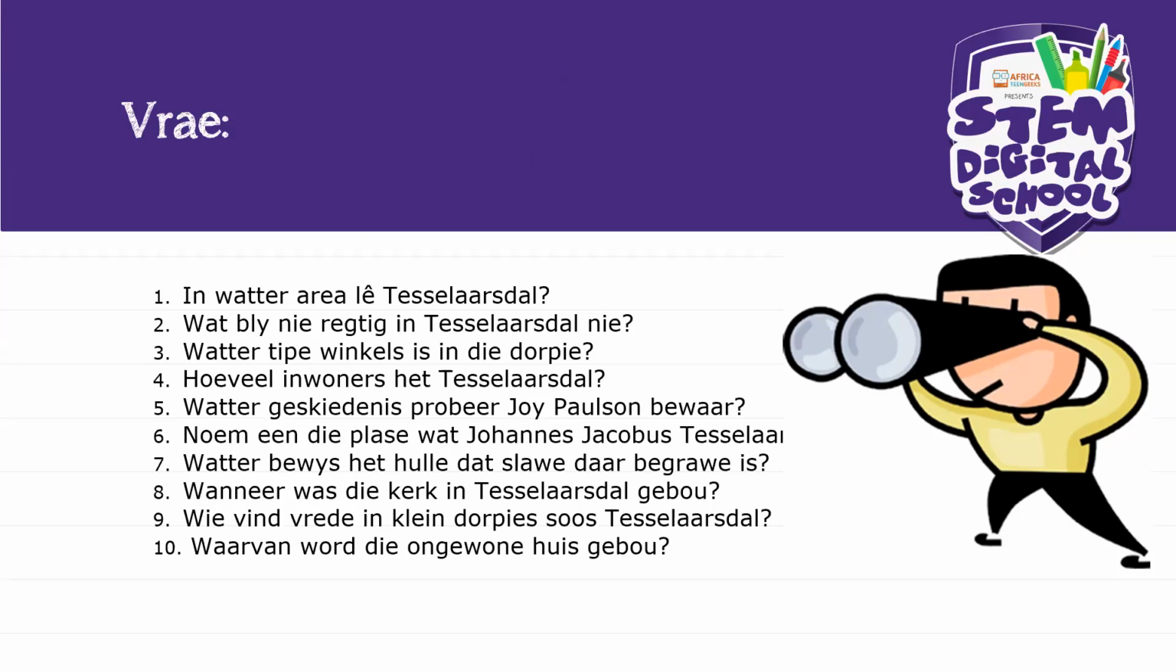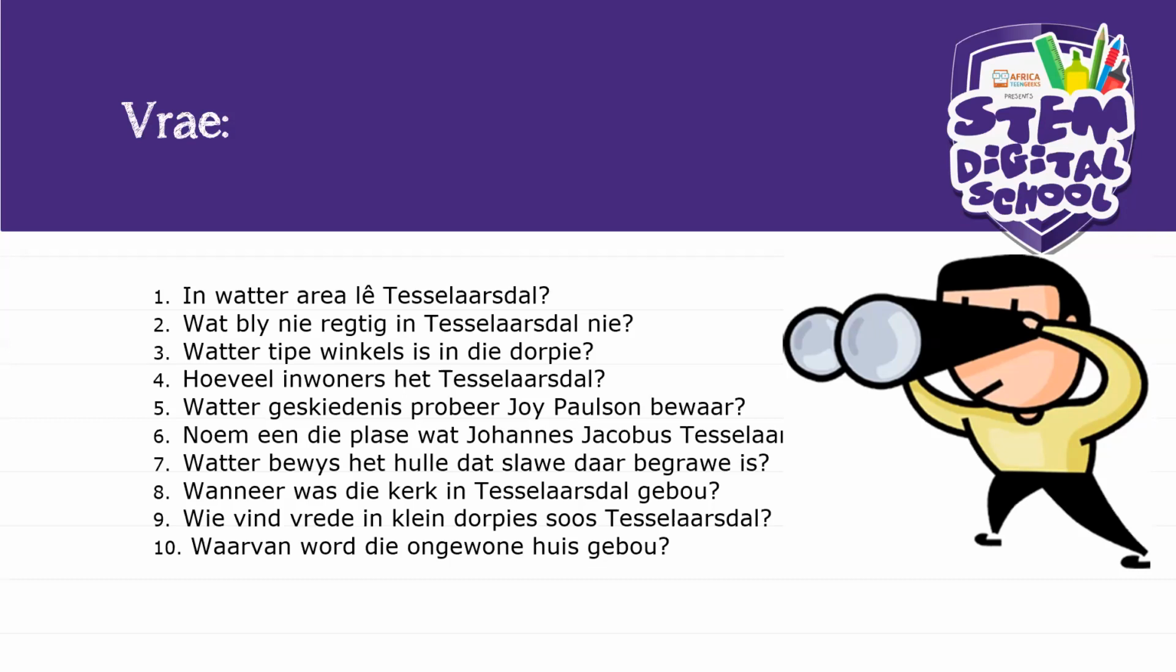Number 3, what type of shops is in the town? There's 2 shops in the town. What type of shops are these? Number 4, how many people lives in Teslaasdal? Number 5, what history is Joy Paulson trying to keep safe there? I'm just going to repeat it again. What history is Joy Paulson trying to keep safe there?